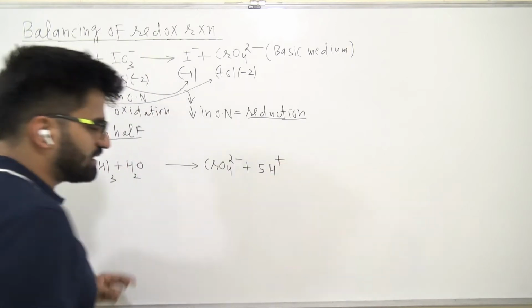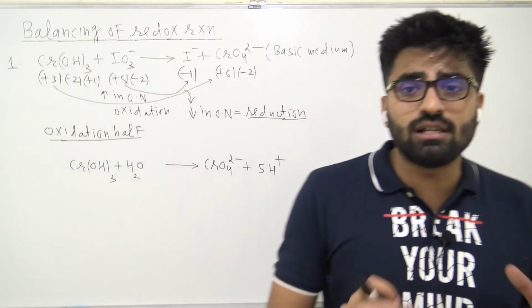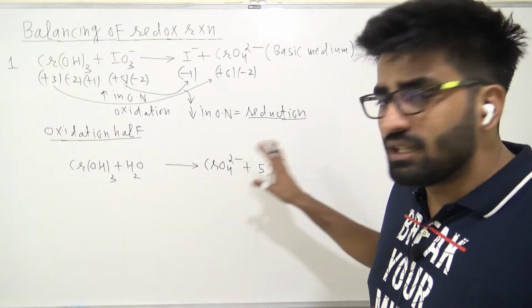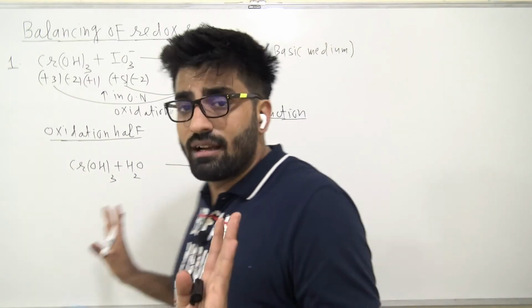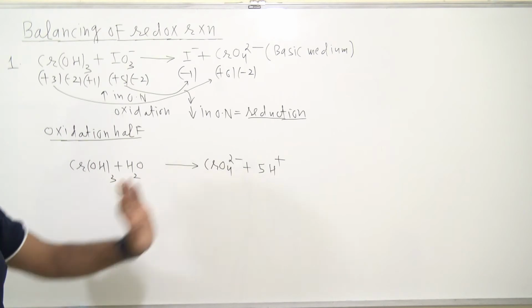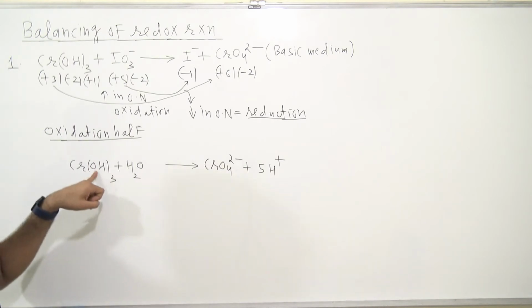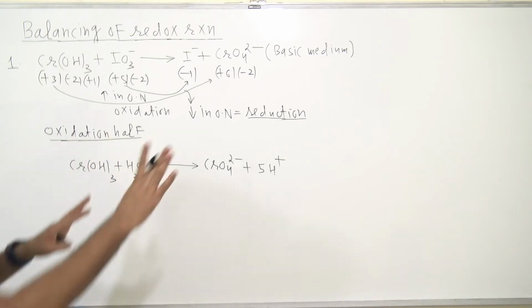Now you're like, sir, this is technically wrong, because the medium is basic, but why are you adding H plus? Because I'm telling you the trick, right? So you do the same thing, whatever we have done for acidic, you do the same thing, right? Now check the balancing again. Chromium balanced, 4 oxygen balanced, hydrogen, 3 here, 2 here, 5. Hydrogen is also balanced. So this is your balanced oxidation half.